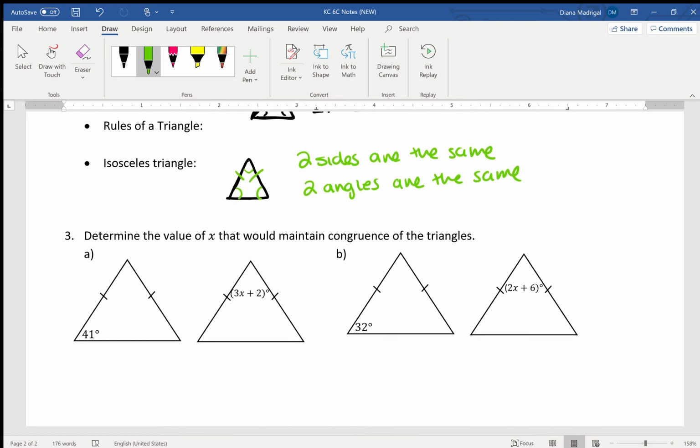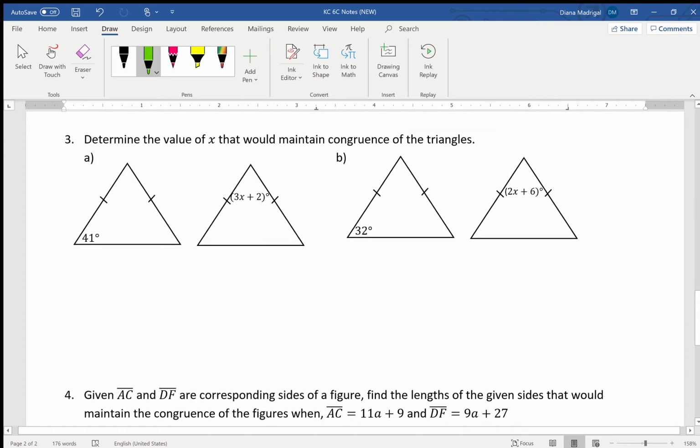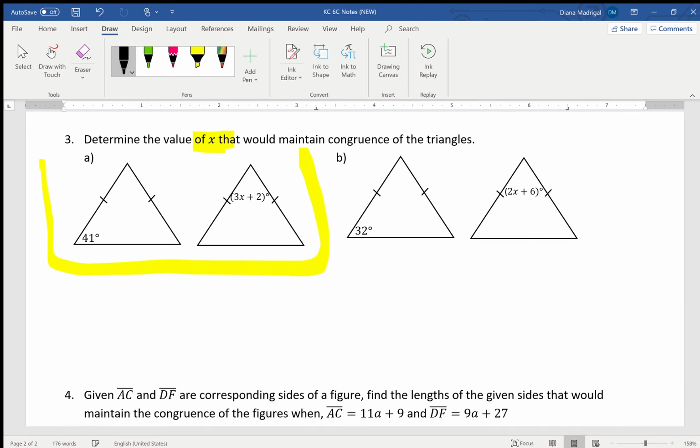All right, we're going to practice already. It says 3a, determine the value of x that will maintain congruence of the triangle. So we need to find x. The first two triangles belong to question 3a. The next ones are for 3b. Again, they told you that these two are congruent, which means that these two triangles are the same. And as you can see, they both are isosceles.